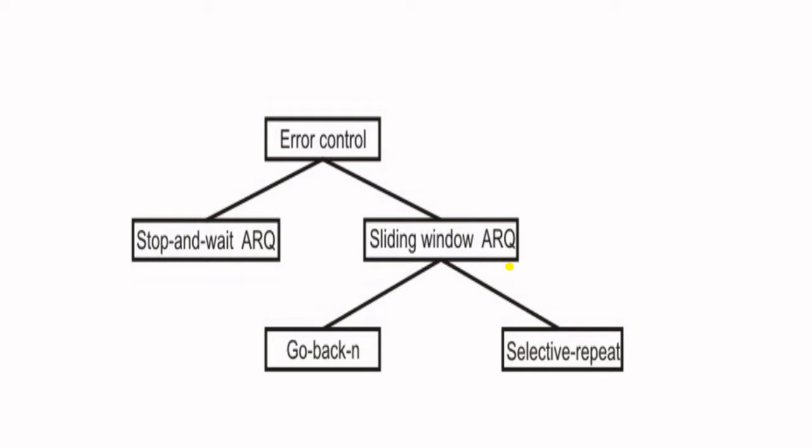Here it is shown that error control techniques are of two types: stop and wait ARQ, and sliding window ARQ. Sliding window ARQ is further divided into two categories: go back and selective repeat.